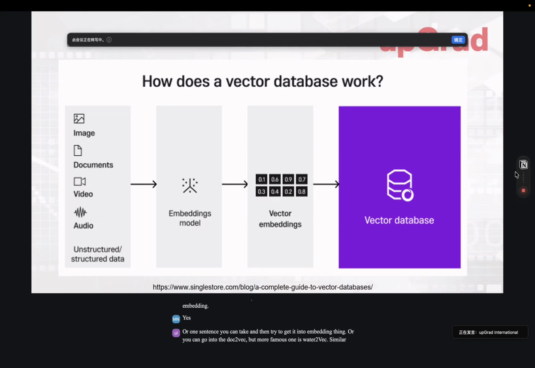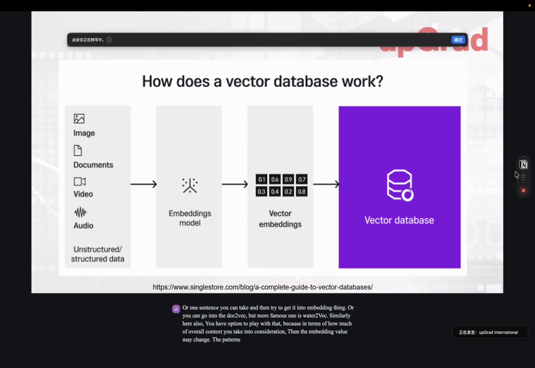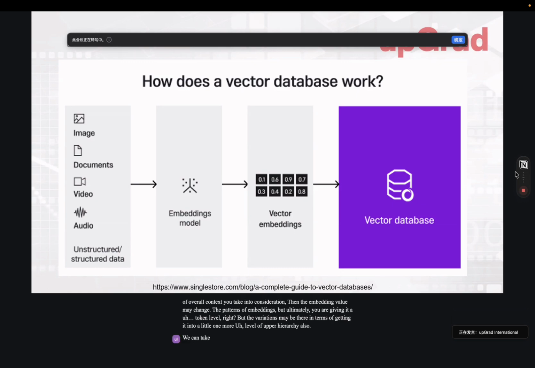Similarly here, you have the option to play with that, in terms of how much overall context you take into consideration. Then the embedding values may change and the patterns of embeddings may change, but ultimately you are giving it at a token level. The variations may be there in going one level up in the hierarchy also. We can take specific examples and I can show it to you. Sure, Professor.